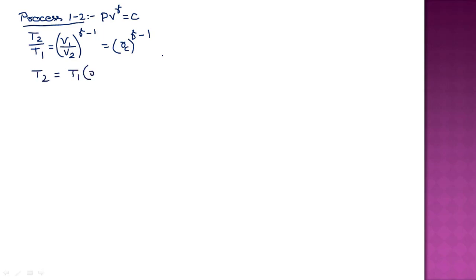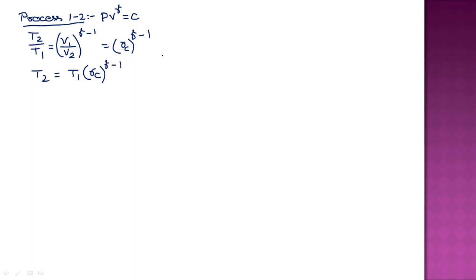We know that the relation between temperature and volume in case of isentropic compression is T2 by T1 equal to (V1 by V2) whole power gamma minus 1. So V1 by V2 is nothing but Rc to the power gamma minus 1. So from this we can write T2 is equal to T1 into Rc power gamma minus 1. So let us keep it like this.